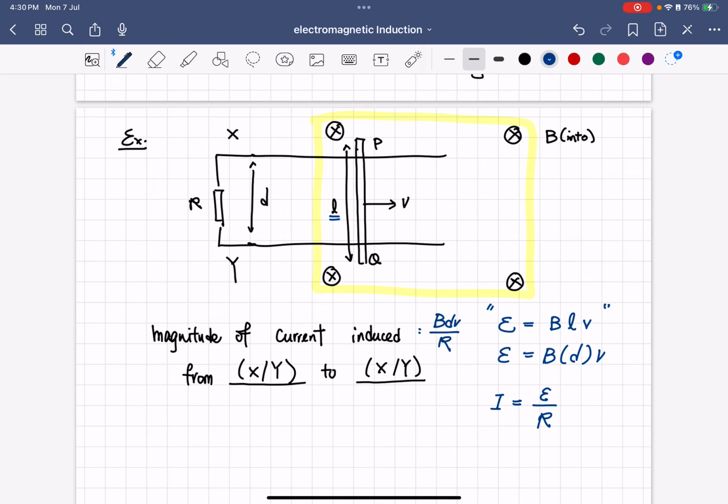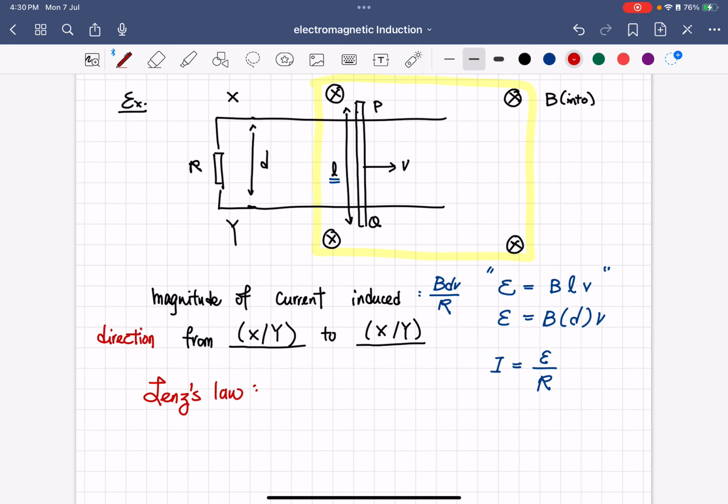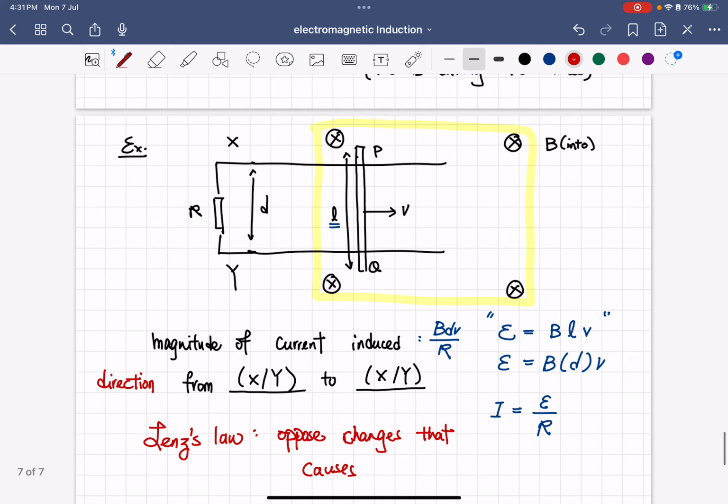Now, how about the direction? In order to deal with the direction, we need to use Lenz's law. This is something we cover in the lesson. Lenz's law tells you that the direction of the current will try to oppose the change that causes it. In this case, the change is the motion of the rod PQ. So we can just make a guess.